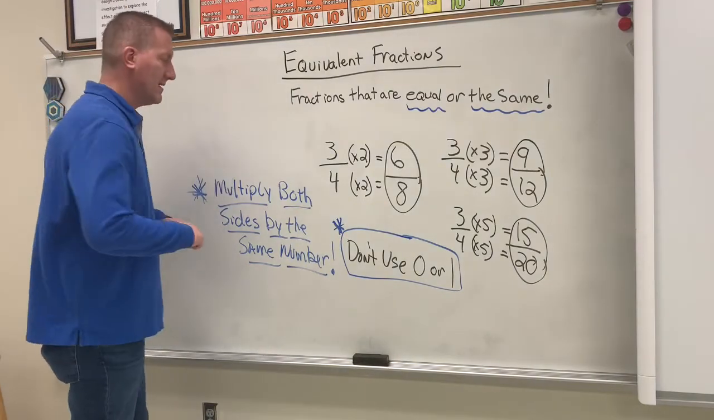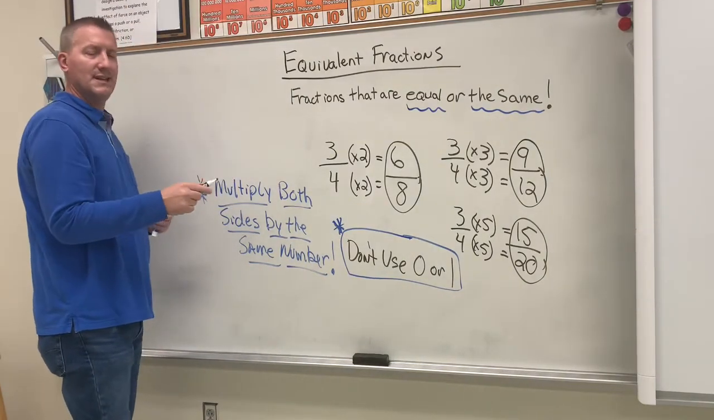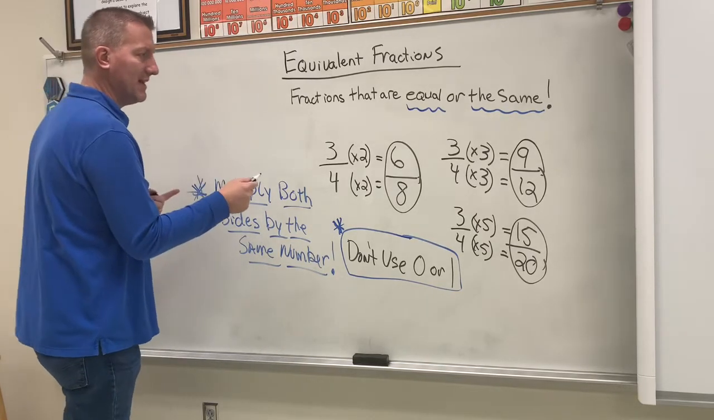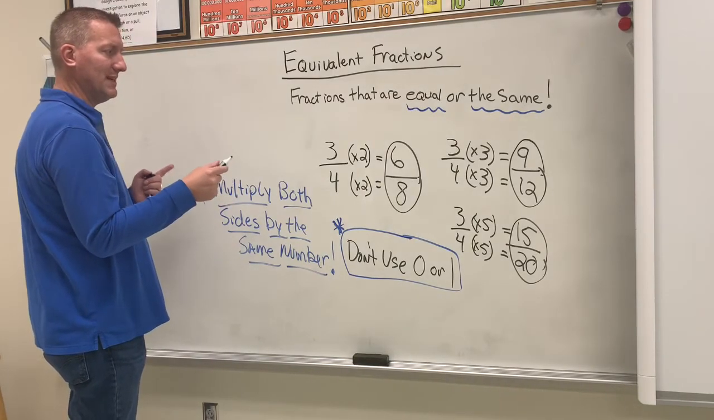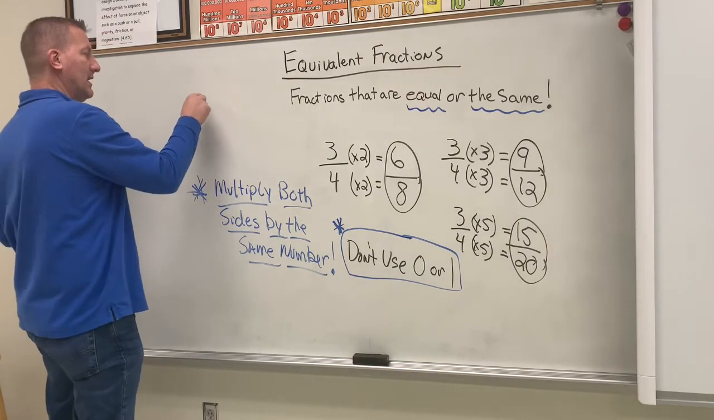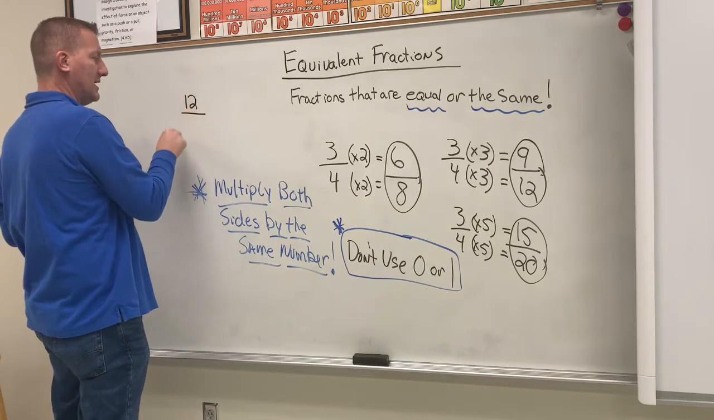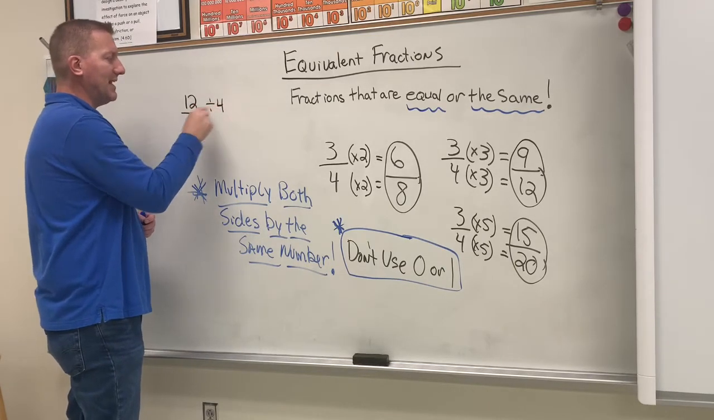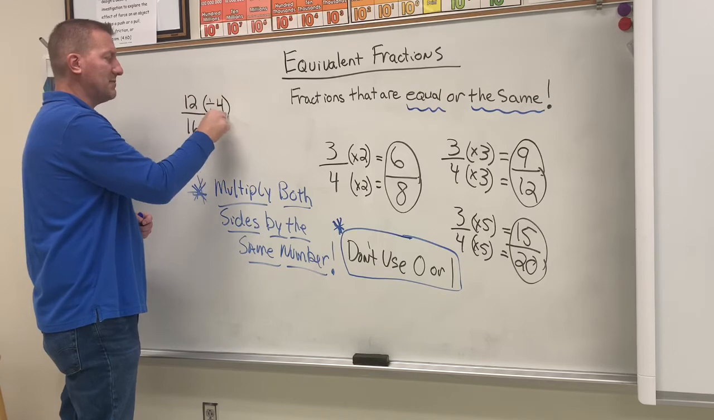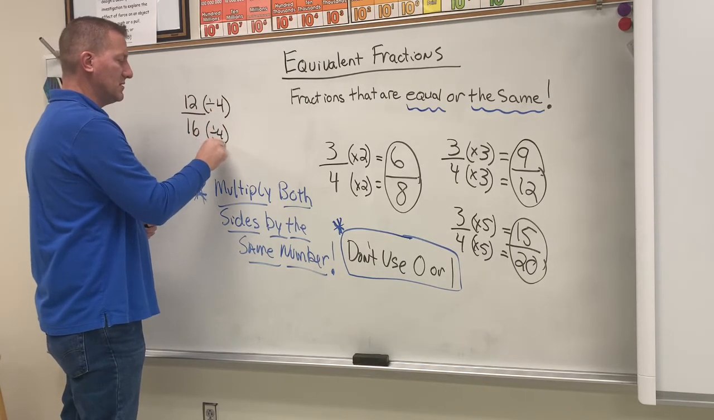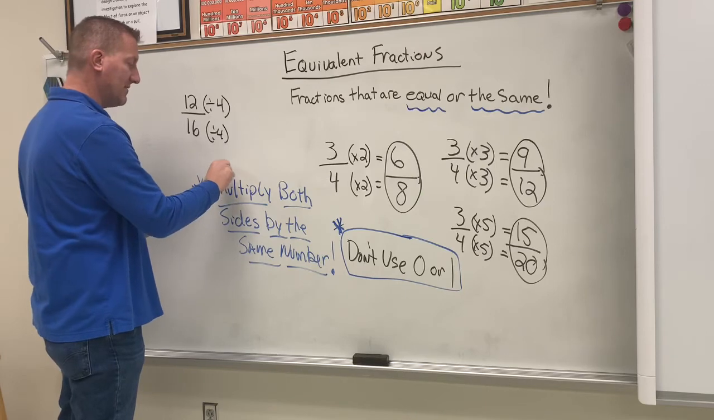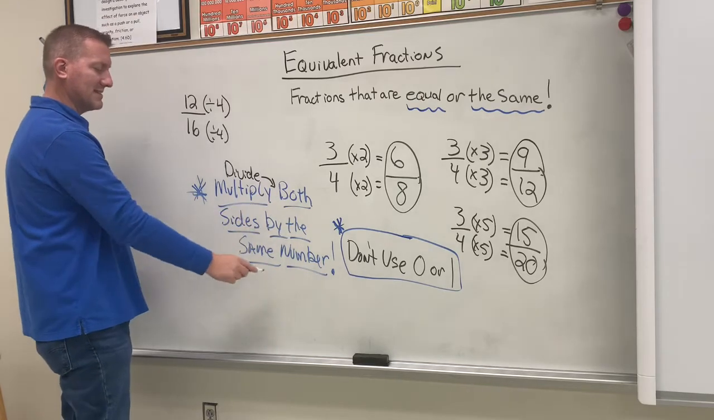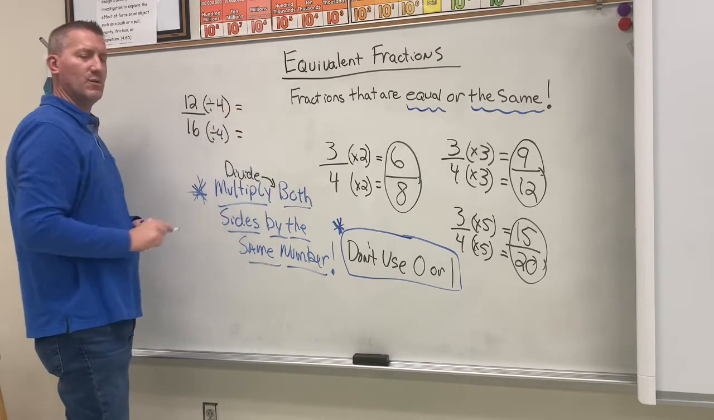Hi guys, welcome back. I want to add one thing to this. You can also find an equivalent fraction by doing this. Okay, you can take a fraction like 12/16 and you can divide both sides by the same number. So not only multiply, you can divide both sides by the same number, and you can still get an equivalent fraction.